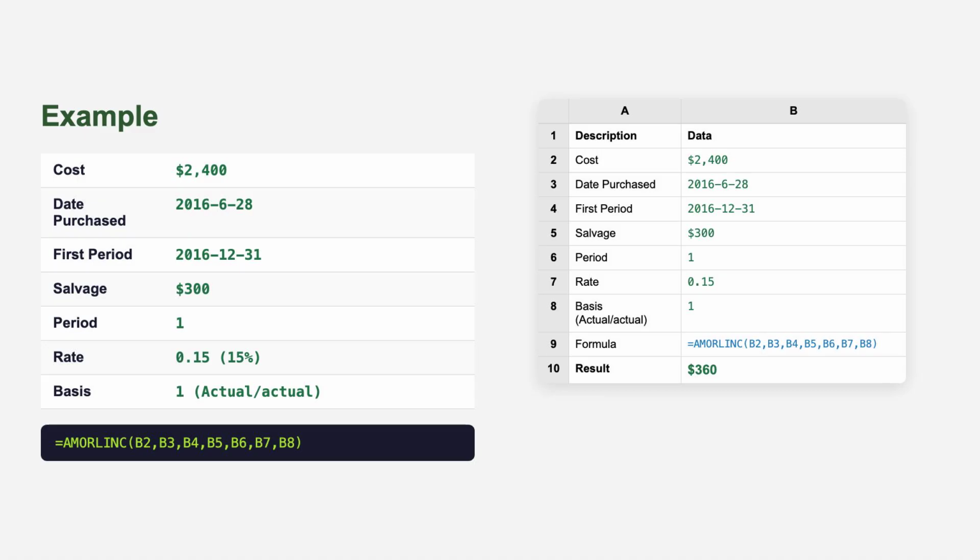December 31, 2016. The salvage value is $300. We want period 1, the rate is 15%, and we use an actual over actual day count basis. The AMORLINC function returns $360. This is the straight-line depreciation for period 1. Notice this is lower than AMORLINC's result of $729 because no declining coefficient is applied.